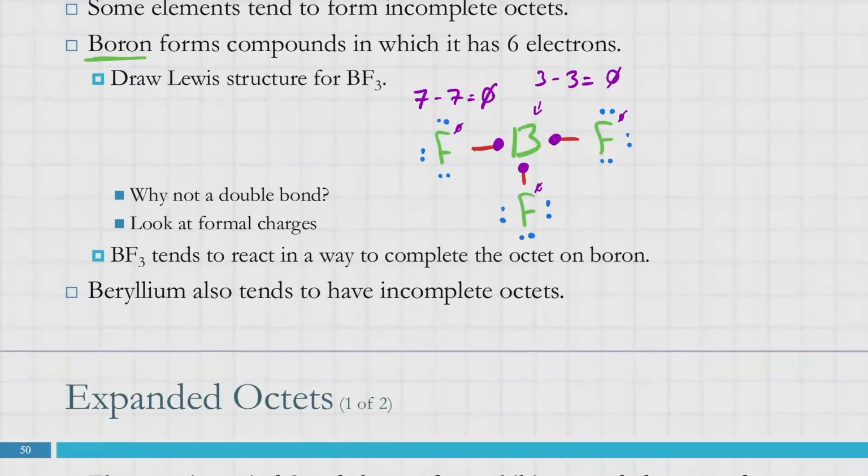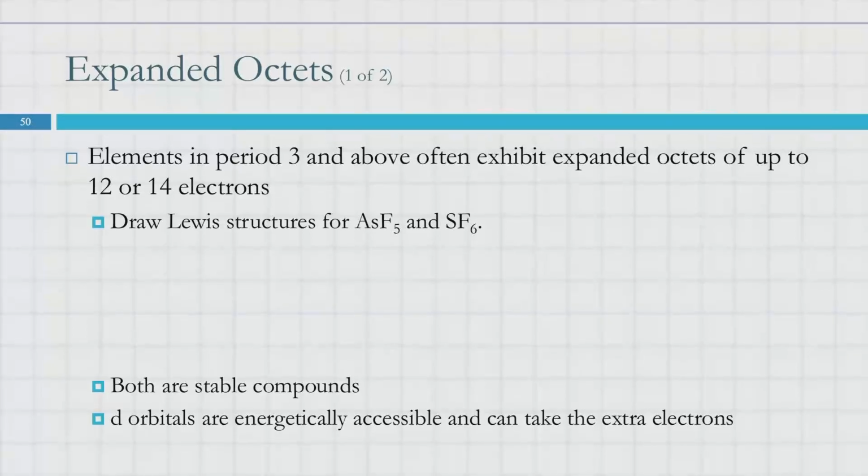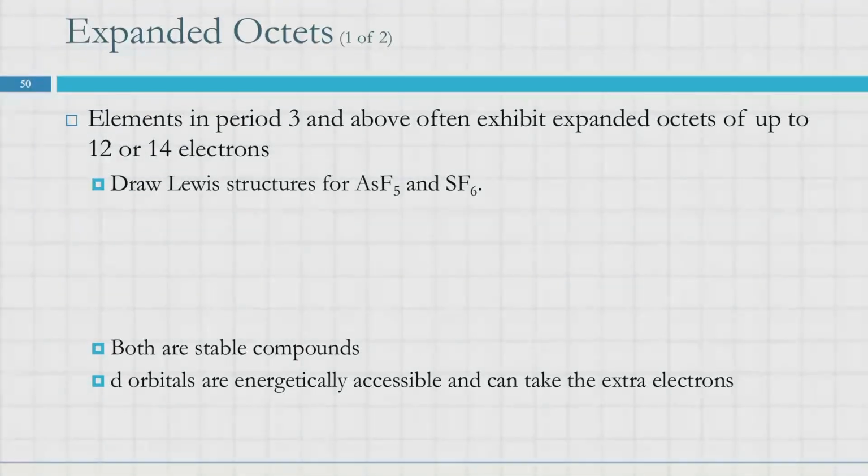Beryllium will also tend to have incomplete octets. I don't know if we'll see that ever in the class. We can also have, as I alluded to earlier, expanded octets. So some Lewis structures, in order to get good Lewis structures, we have to go above our octet count, our 8 count. So we can go up to even 12 or 14 electrons. Let's look at Lewis structures for these two compounds.